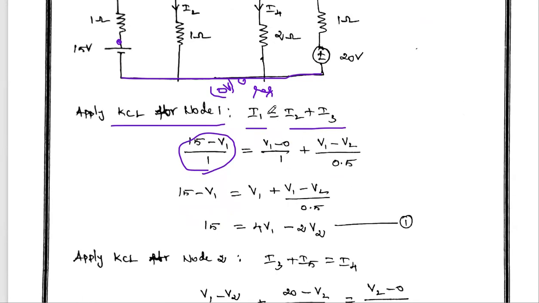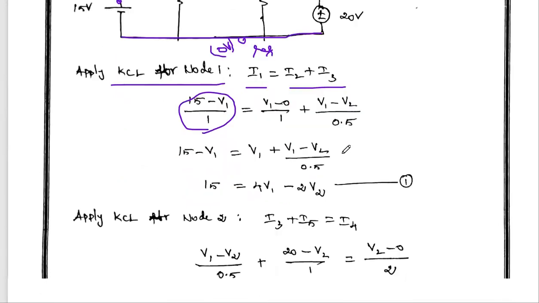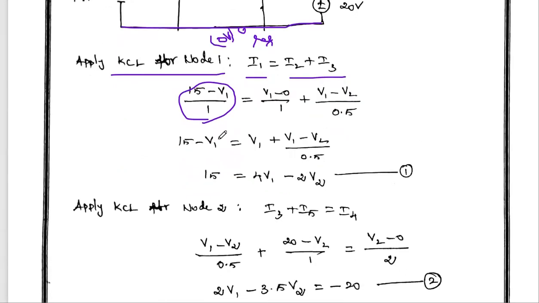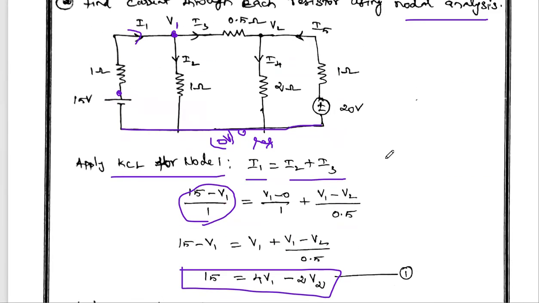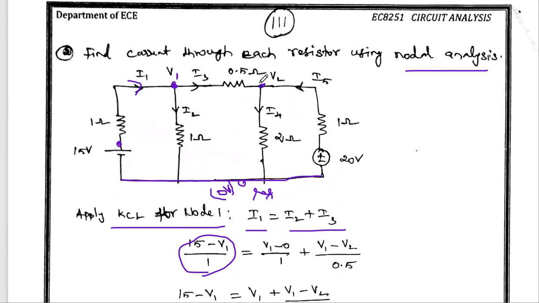Okay, so substitute the I1, I2, I3 values. Then you take the LCM and rearrange the equation. So this is 15 minus V1 equal to V1 plus V1 by 0.5 minus V2 by 0.5. Then you take the LCM, and we get 15 equal to 4 V1 minus 2 V2. This is equation number 1. Similarly, we have to apply KCL for the second node.